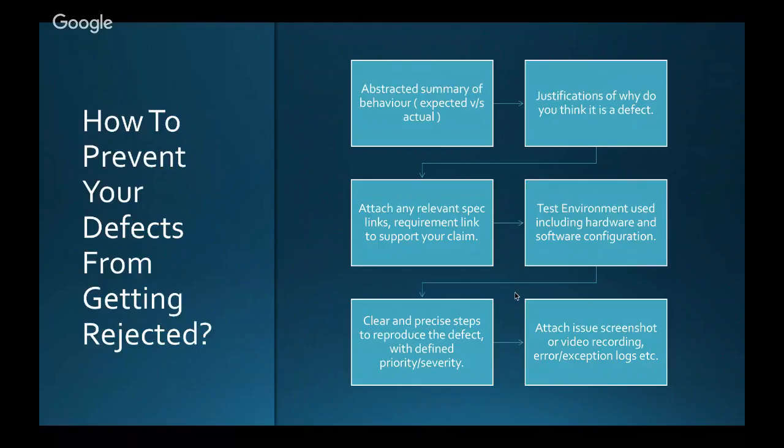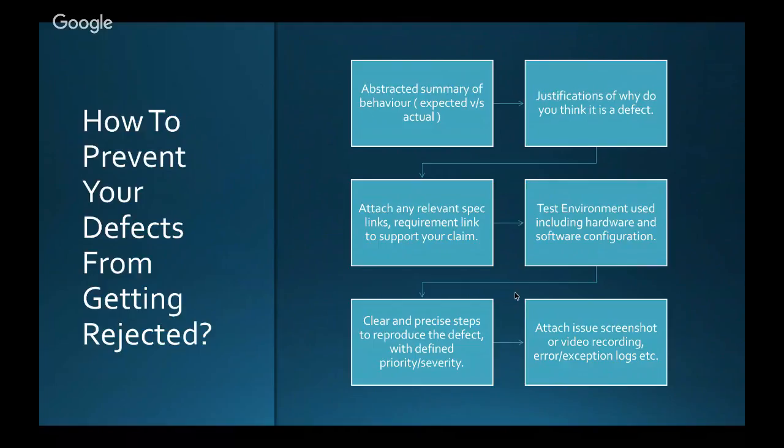Justification of why you think this is a defect. You have to come up with your business understanding, you have to come up with your impact analysis. It's not just saying, okay, these things are not working. No. Being a tester, you are supposed to be a smart person who should act like a technology person as well as a business person. So you have to come up with your business justification. Why do you think this is a defect? You should come up with a technical justification, business justification, and mention it in your defect summary, why you think this is a defect. Attach any relevant spec links, requirement links to support your claim.